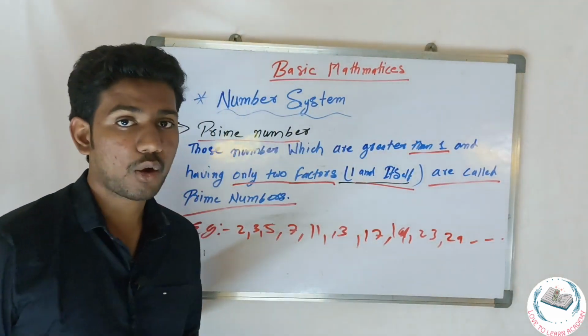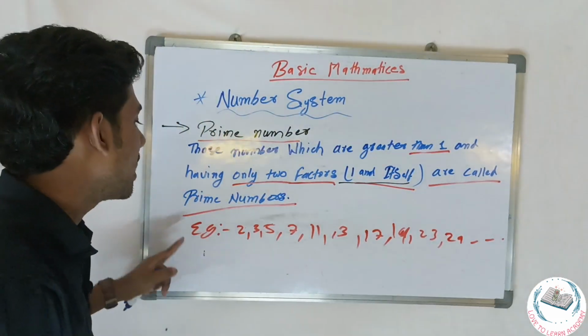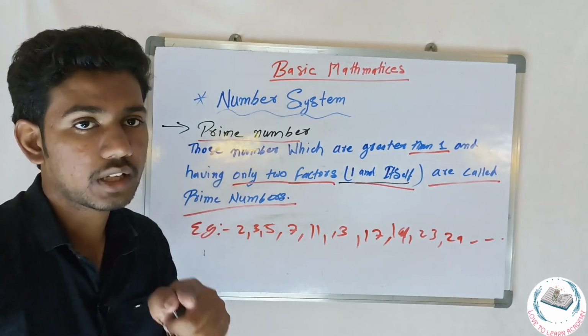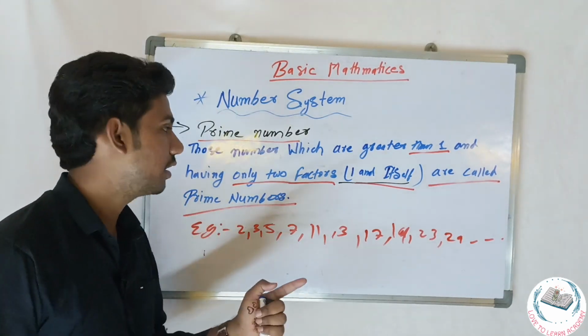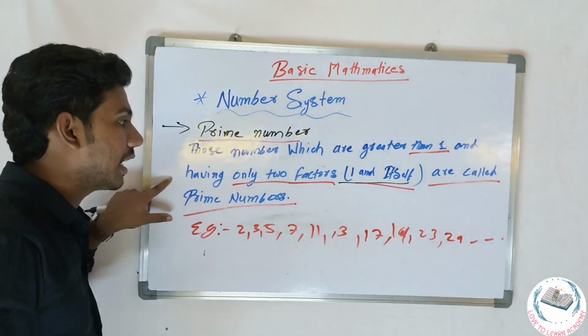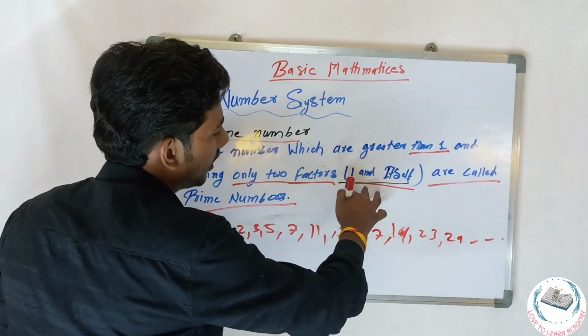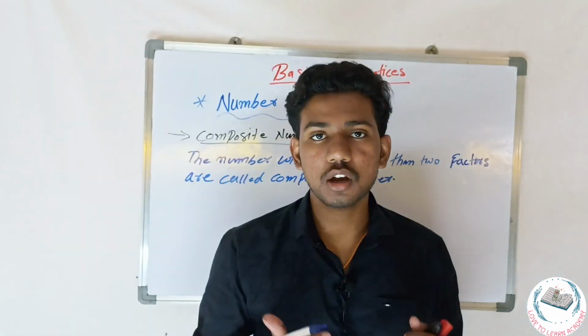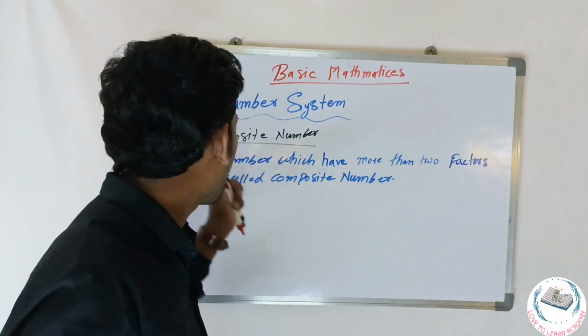So I hope you understand the prime number, and if you have any doubt you can just leave a comment. I explained it very clearly, and I hope it is clear that a prime number has 1 and itself as its only factors. Okay, so now let us talk about composite numbers.